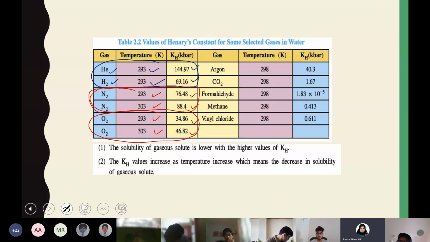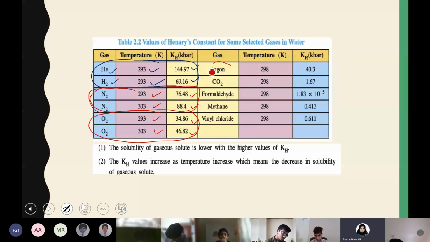This table, no need to draw it in your book. This is just for your understanding, just the explanation, or just to prove what we have written, that KH depends on the nature of the gas and the temperature. So if either of them changes, then the value of KH will change. If the type of gas you're using changes, surely the KH value changes. And if you change the temperature, keeping the same gas, then also the KH value changes. So in all these examples, you can find this relation.